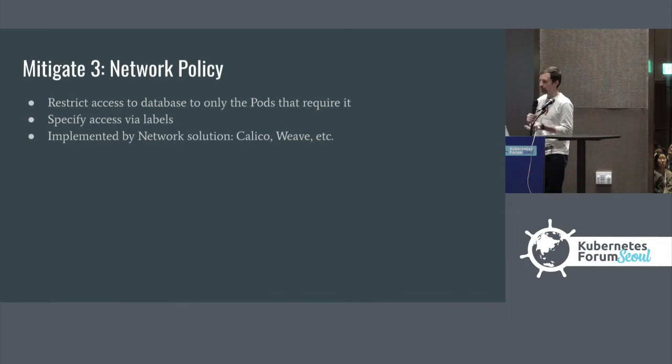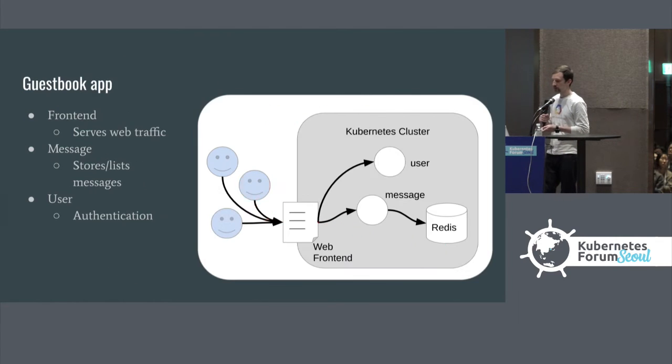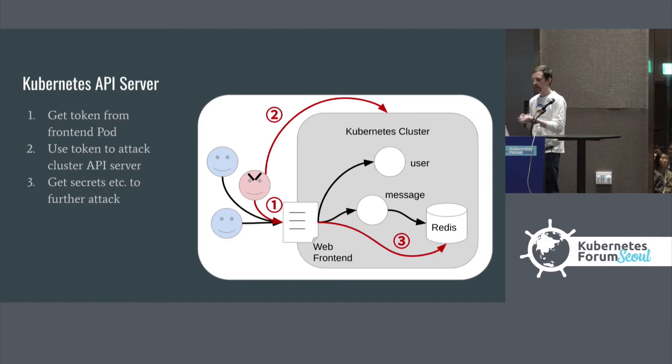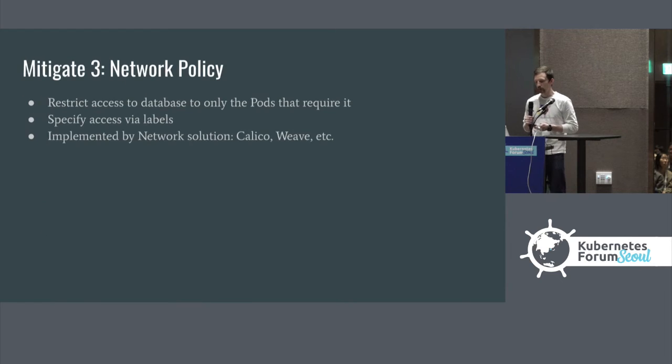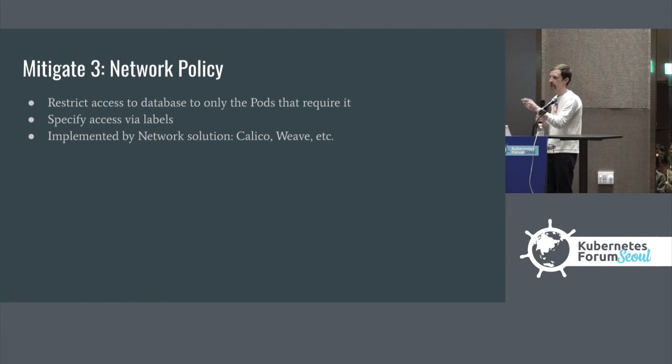Another way to mitigate further attacks on the cluster is to use something like network policy. If we look back, we're saying that an attacker could then continue to read secrets and attack other parts of the cluster. So things like network policy can help to restrict what you have access to from a single pod. Say our front end doesn't talk directly to Redis, but we want it to talk to the message server instead. We can set up network policy to make sure that our front end is not able to send requests to the Redis server directly.